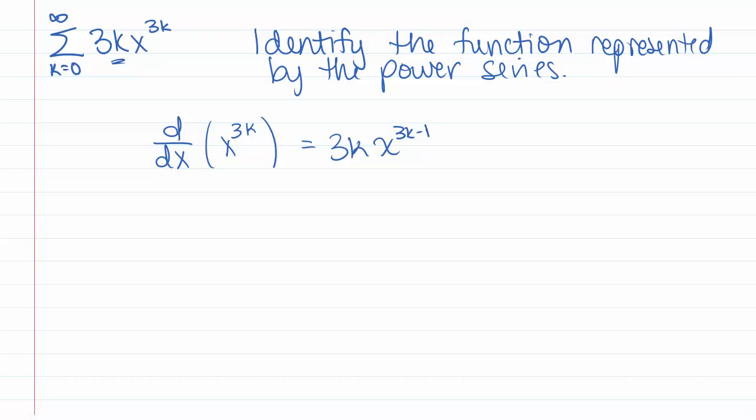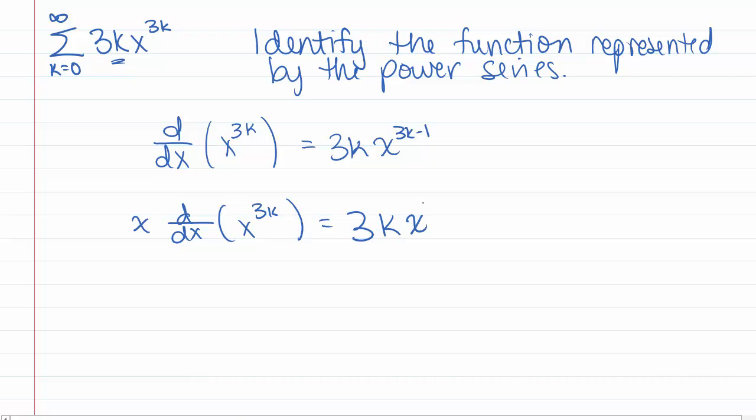We have a 3k x to the 3k. So we actually have x times that, right? We have x times the derivative of x to the 3k equals 3k x to the 3k. All right, good. So what does that tell us? That tells us if we look first at the sum of x to the 3k, k goes from 0 to infinity, we know what that is. That's a geometric series with x cubed being the r. This is 1 over 1 minus x cubed.